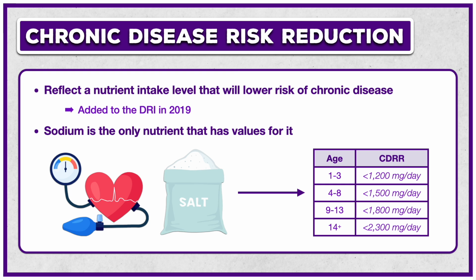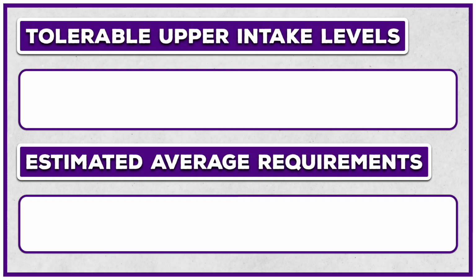The CDRR is less than 1,200 milligrams per day for ages 1 to 3, 1,500 milligrams per day for ages 4 to 8, 1,800 milligrams per day for ages 9 to 13, and 2,300 milligrams per day for ages 14 and older. Finally, we have the tolerable upper intake levels, or UL, and the estimated average requirements, or EAR.